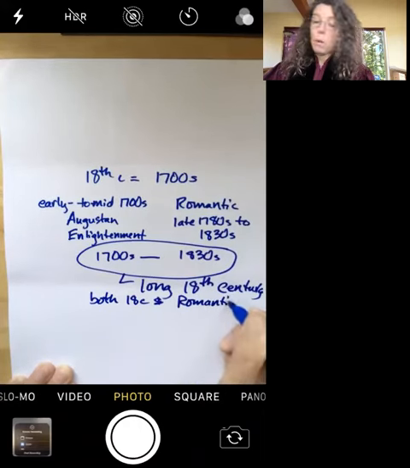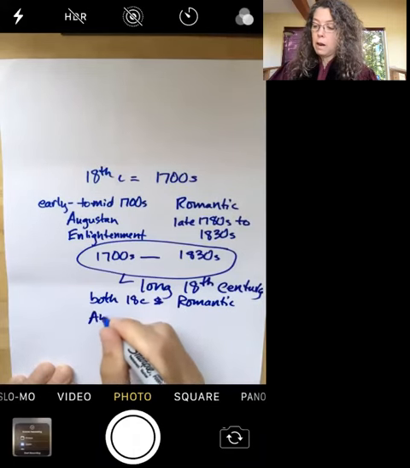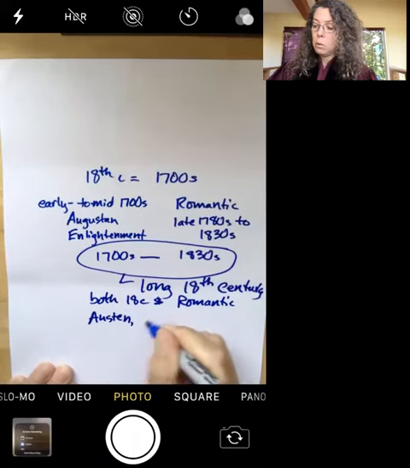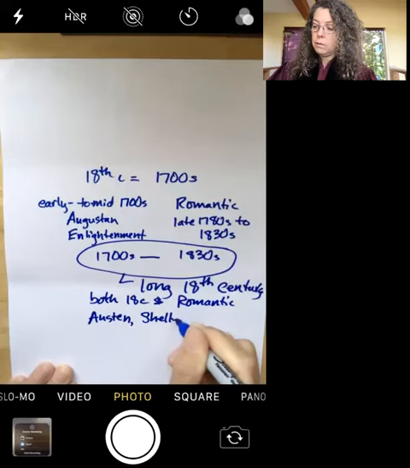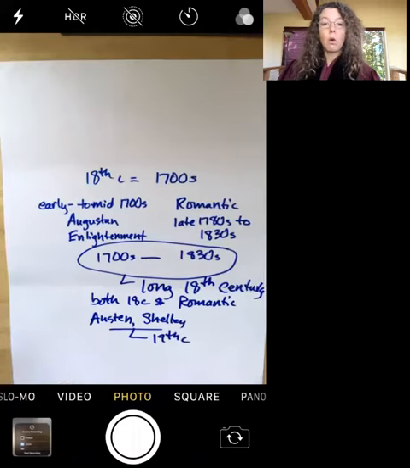This explains why in this class you're actually going to get some 19th century authors. For instance, we'll be looking at Austen and we'll be looking at Shelley, and they are both 19th century. So that is why this 18th century is longer than others that you might encounter.